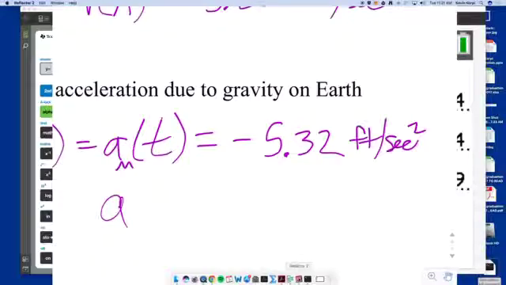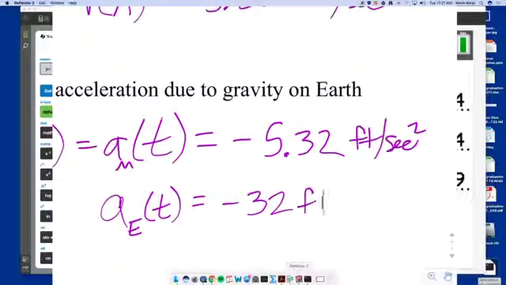I'm going to put a sub n for acceleration due to gravity on the moon, and the acceleration due to gravity on Earth, a sub t. You should know it, right? Negative 32, roughly, feet per second squared. Of course, in physics, it's negative 9.8 or negative 10-ish.